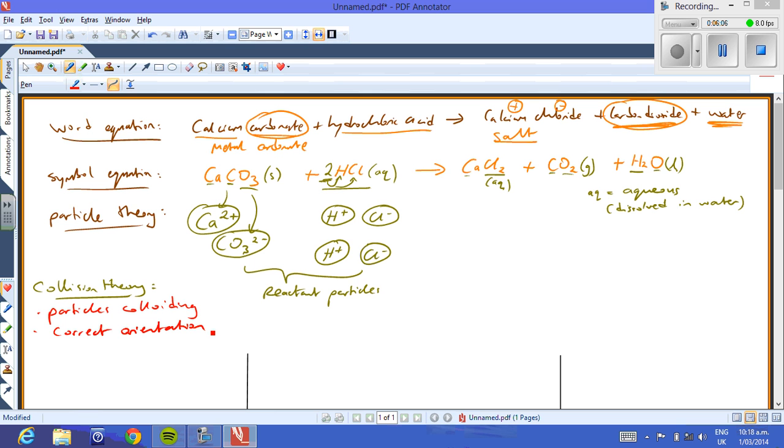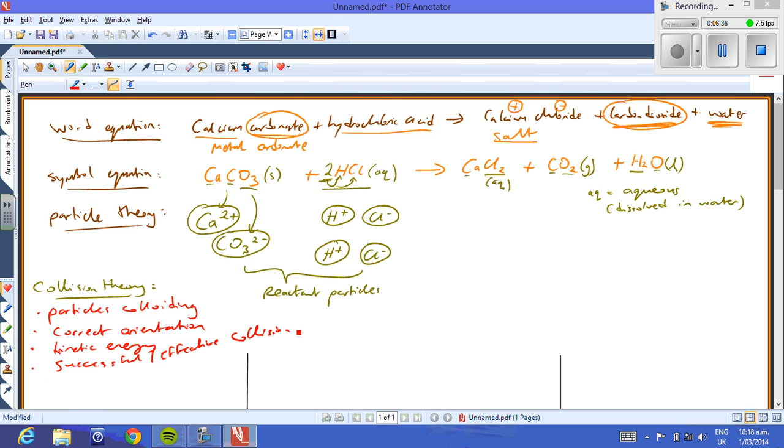So it's the idea that if the particles aren't facing each other in the right way, then it doesn't matter if they collide with each other, there'll be no reaction. A bit like a key needs to fit into a lock in the right way. Then if the particles are colliding with correct orientation and enough kinetic energy, so you need to talk about energy of particles, you'll get a successful, or sometimes referred to as effective, collision.